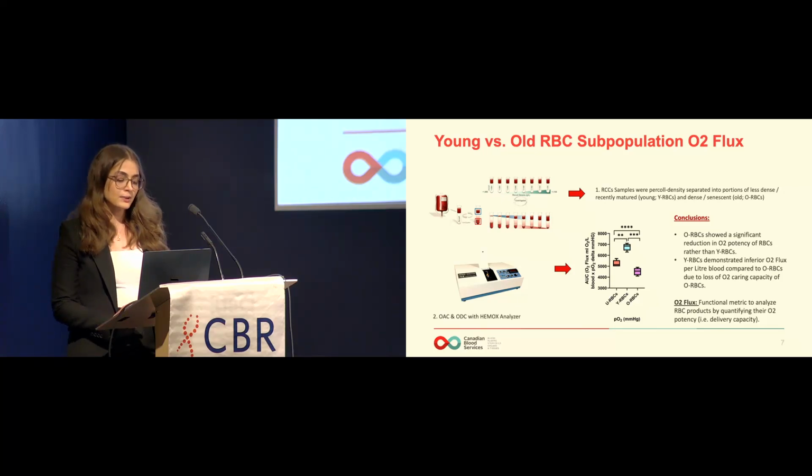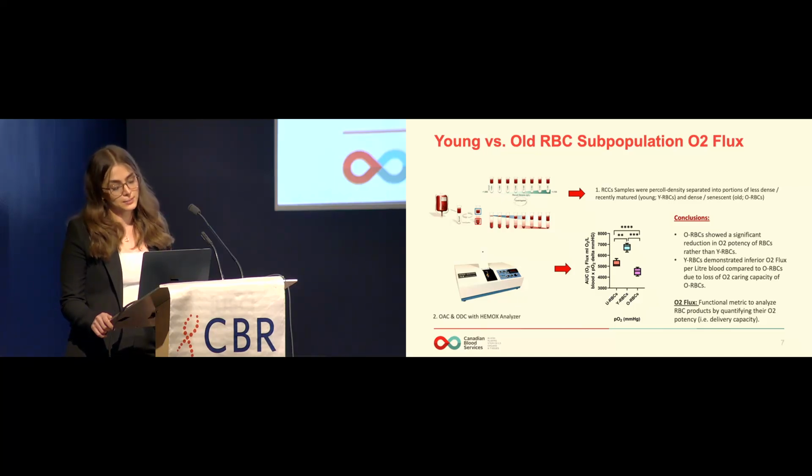We can see that the young red blood cells' oxygen flux is significantly higher than both old red blood cells and unseparated RBCs. So we can say that old RBCs showed a significant reduction in oxygen delivery potency, and we also have an increased oxygen delivery potency in young red blood cells. And oxygen flux could be a functional metric to analyze RBC product quality.